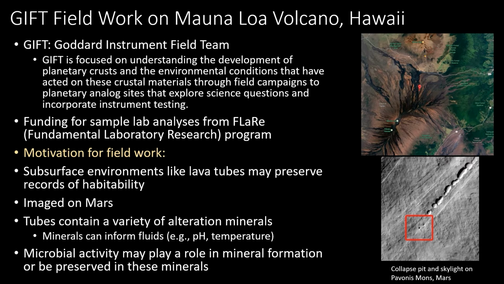Tubes contain a variety of alteration minerals, and what minerals are present can inform the nature of fluids that interact with the tube materials. For example, the nature of the minerals can enable constraints on the pH or temperature of the fluids, and understanding those sorts of conditions is important to understanding the habitability of the environment. Microbial activity may play a role in the formation of minerals in the lava tubes, or evidence of microbial activity can be preserved in these minerals.